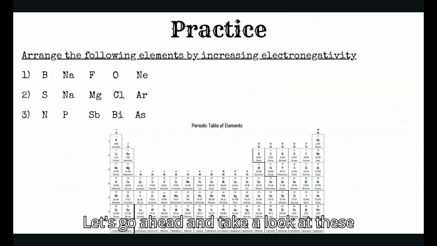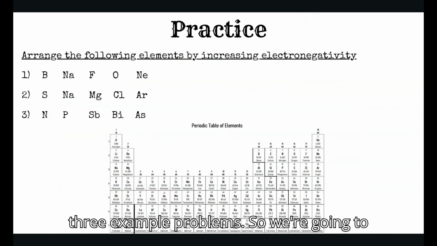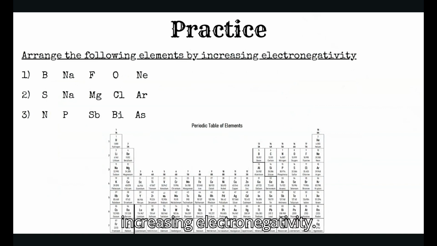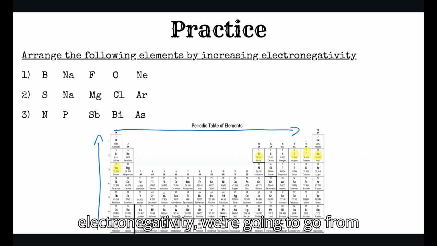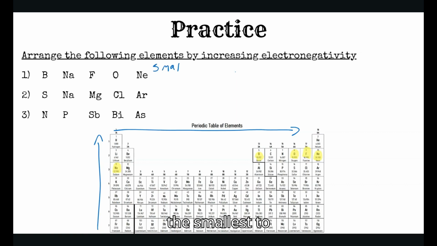Let's go ahead and take a look at these three example problems. We're going to arrange the following elements by increasing electronegativity. We need to remember our trend is up and to the right, excluding the noble gases. Taking a look, we have our boron, we have our sodium, we have our fluorine, oxygen, and neon. Whenever we're increasing electronegativity, we're going to go from the smallest to the largest.